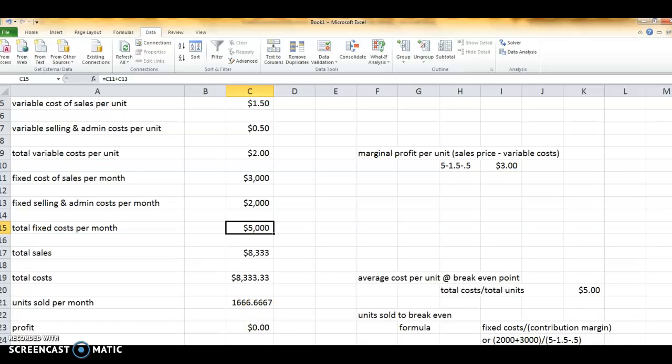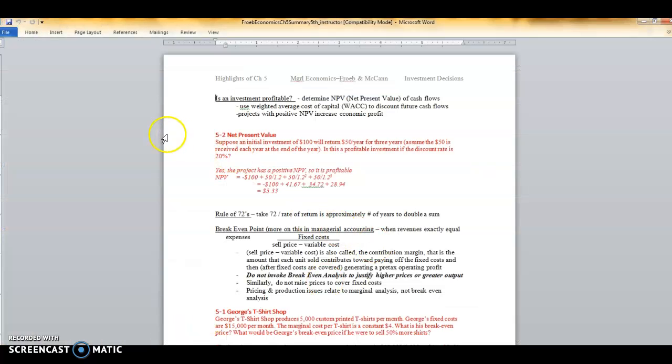All right. Now I also want to do a short example about net present value. That short example comes from the Chapter 5 notes, and that was problem 5-2. It says, suppose an initial investment of $100 will return $50 per year for 3 years. Assume $50 is received at the end of each year. Is this a profitable investment, assuming that the discount rate is 20%?